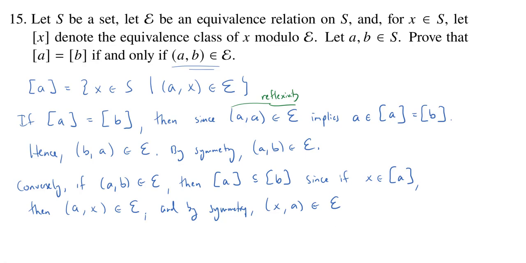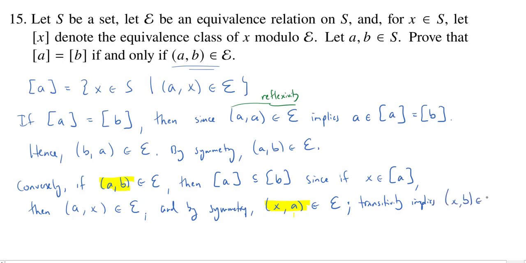Now we have these two pieces to the puzzle. (X, A) is an element of E, and (A, B) is an element of E. And notice these share the same A, one in the end and one in the beginning. And so we can now use transitivity. Transitivity implies that (X, B) is an element of E. We have (X, A) and (A, B), therefore (X, B) is in E.